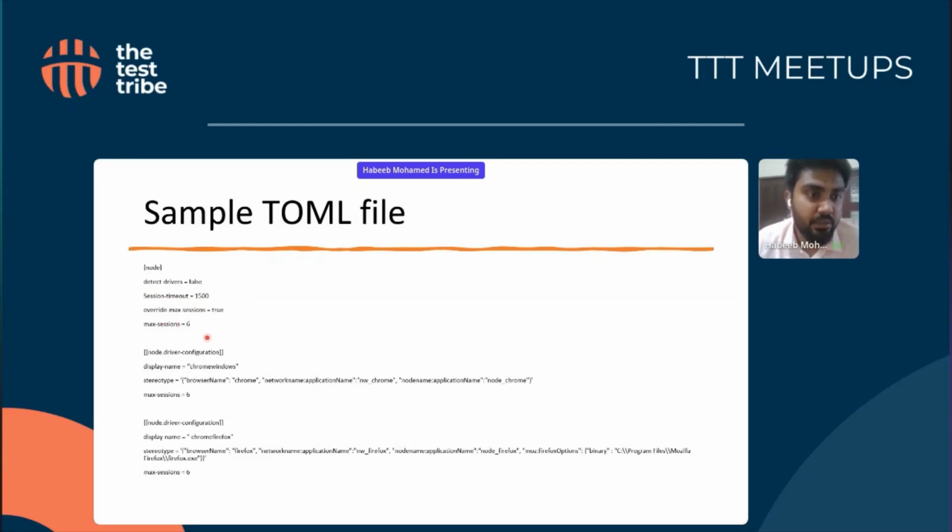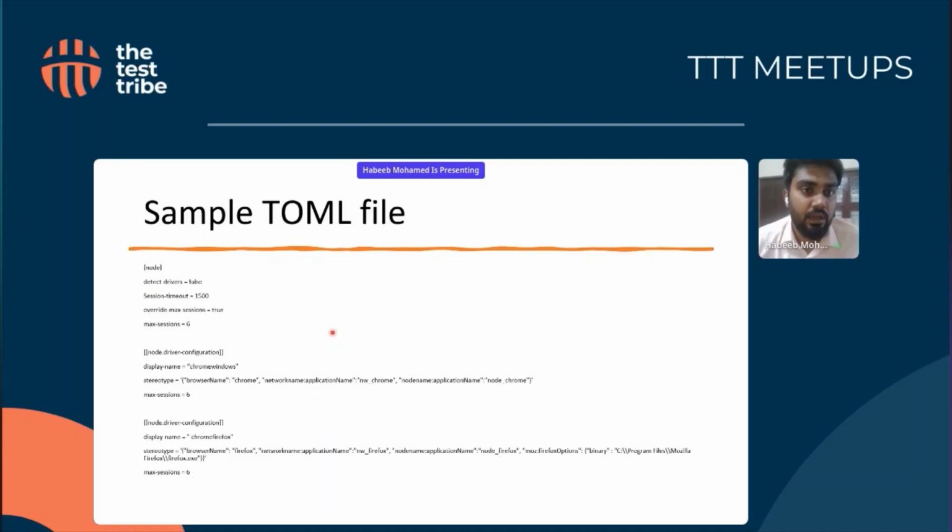And override max sessions equal to true is nothing but this: Selenium Grid by default tries to identify the number of virtual processors and assigns browser sessions to match it. But in case you want to reduce or increase it, one good thing about Selenium Grid is that even though it assigns a number of browser sessions equal to the virtual processors, we have the privilege to increase or reduce the maximum sessions. So we can override it.